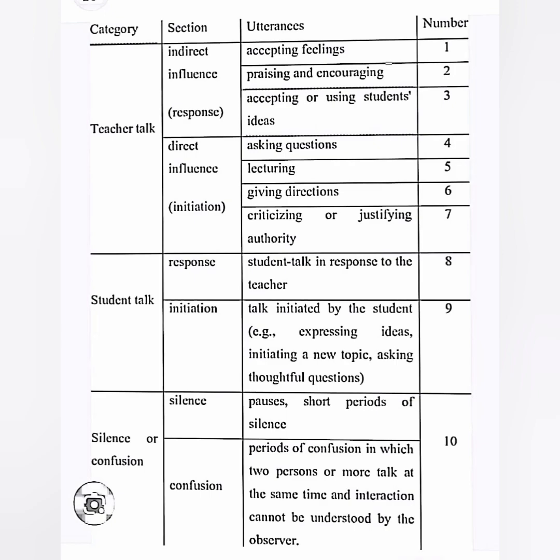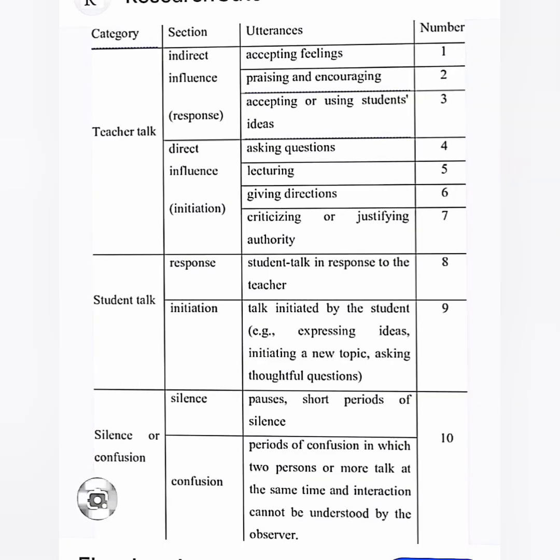Second, pupil talk, points 8 and 9. Eighth, pupil talk, response. The student answers or reacts to the teacher's question or directions. Ninth, pupil talk, initiation. Students voluntarily initiate ideas, questions or discussion. And the last is silence or confusion. Periods of silence, confusion or non-verbal activity, meaning no clarification and no clear communication.